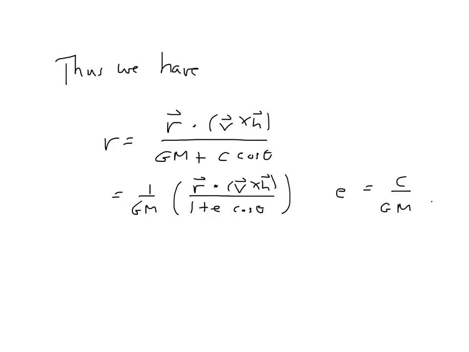So this is starting to look more like an ellipse, at least the denominator is. So what we need to do now is simplify the numerator so it also looks like something, so that we're getting the ellipse form that we saw before for polar coordinates. It's a result from the book, you can look this one up again, that r dot v cross h is the same thing as r cross v dot h.